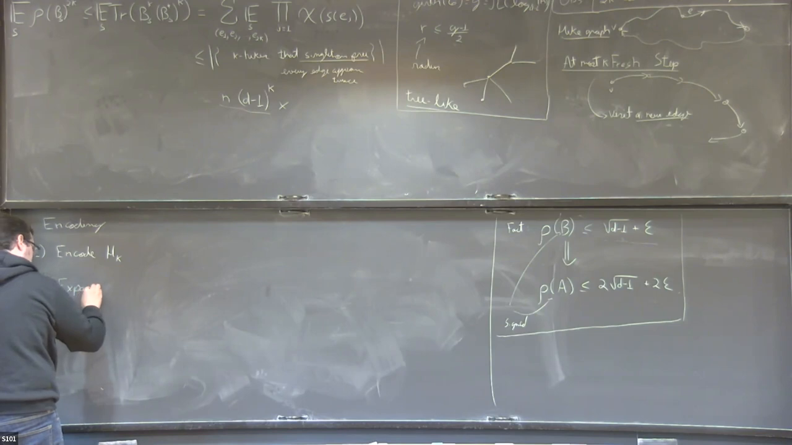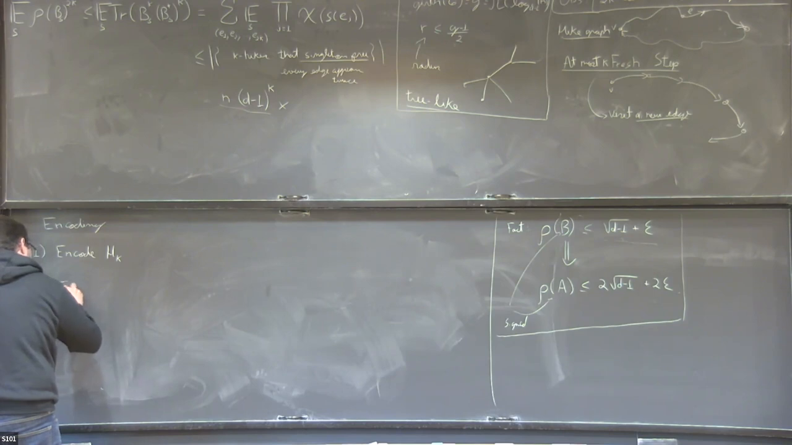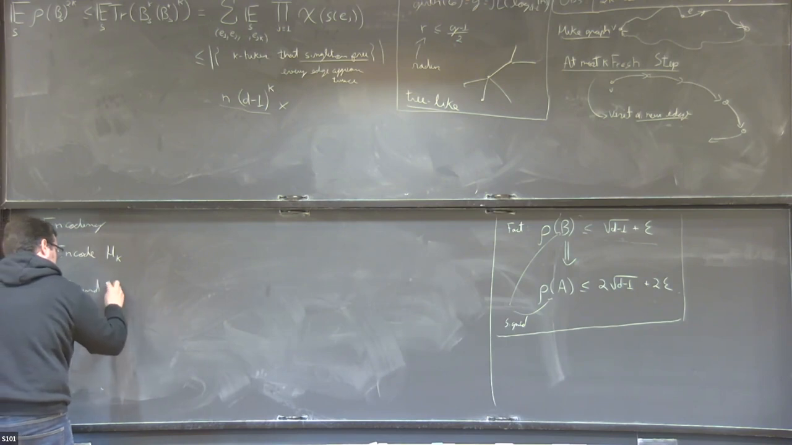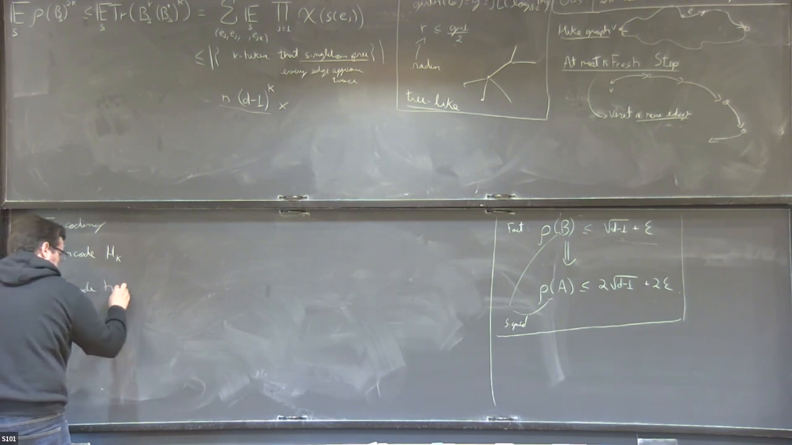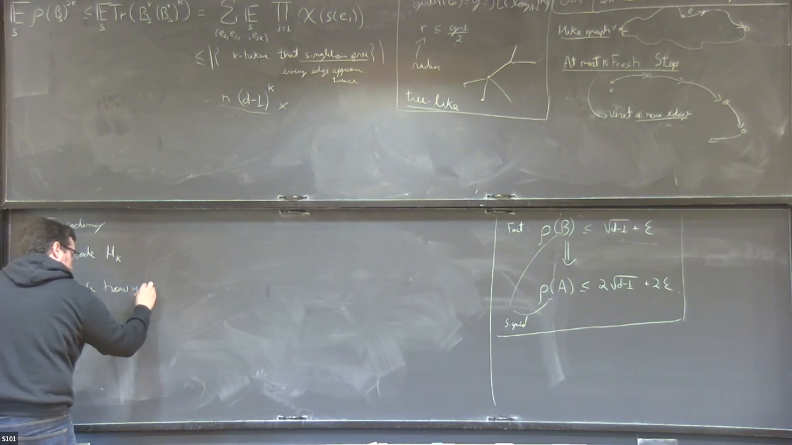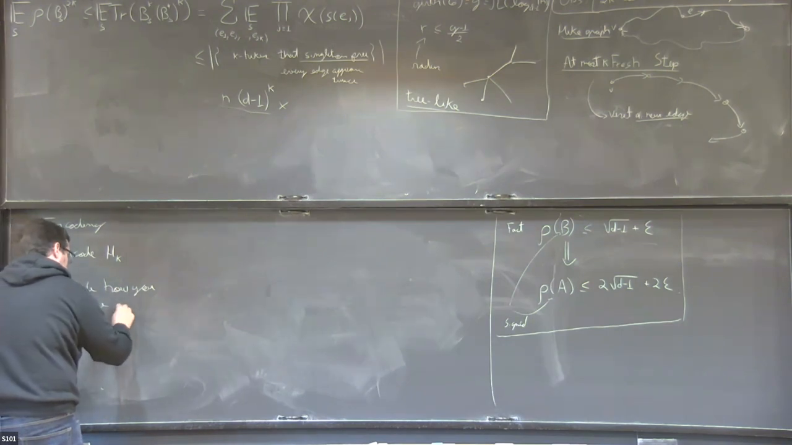Expand the walk. Expand the history and compress some encoding for the history itself. So encode the graph and then you encode the history itself, how you traverse. Encode how you traverse the history graph.